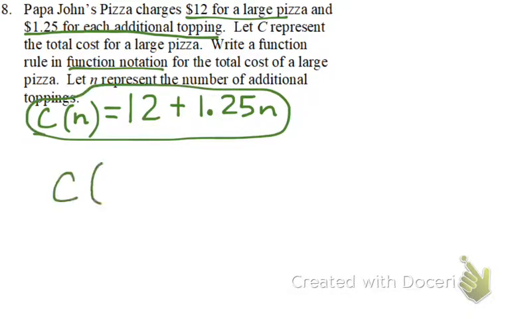Some of you may have written cost as a function of number of toppings equals $1.25 times the number of toppings plus 12. That's also acceptable.